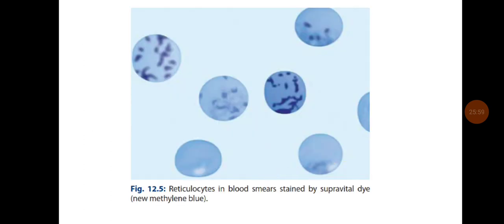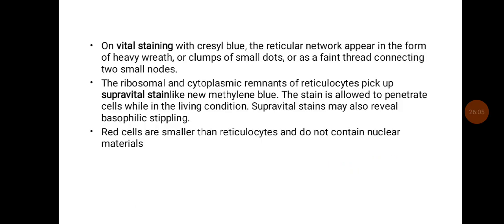Here these are the reticulocytes and these are the reticular network. On vital staining with cresyl blue, the reticular network appears in the form of a heavy wreath, clumps of small dots, or faint threads connecting two small nodes. The ribosomal and cytoplasmic remnants of reticulocytes pick up supravital stain like new methylene blue. The stain is allowed to penetrate the cells while in the living condition. Supravital stains may also reveal basophilic stippling. Red cells are smaller than reticulocytes and do not contain any nuclear material.